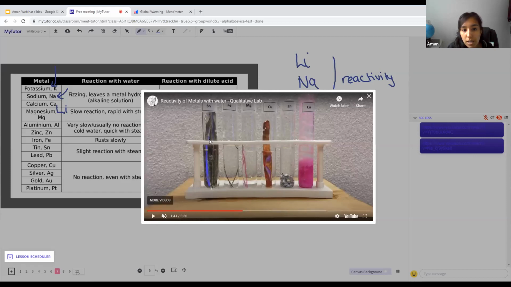So tin will not really react with cold water. So tin on our diagram is over here. So it will react with steam very slightly, but this is cold water. Iron tends to rust very slowly. So if we left that for days, it will probably react. Magnesium's got a bit of a slow reaction, but it does react. Copper will not react. Zinc, very slow or no reaction with cold water. And calcium has a very fast reaction, which we saw.